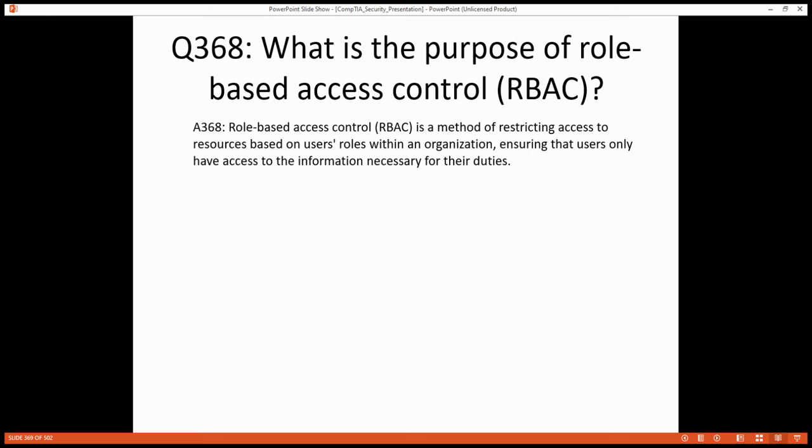Q368. What is the purpose of role-based access control, RBAC? A368. Role-based access control, RBAC, is a method of restricting access to resources based on users' roles within an organization, ensuring that users only have access to the information necessary for their duties.